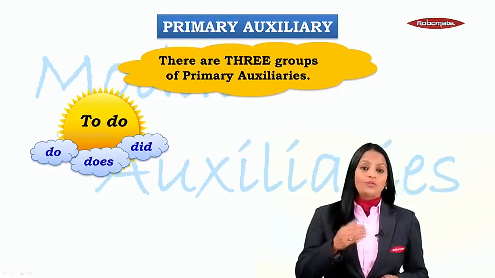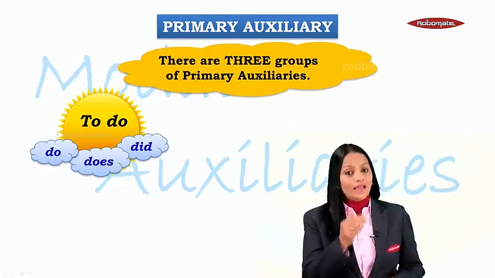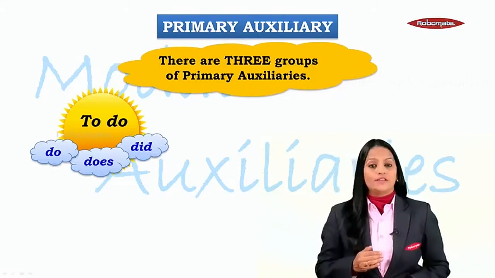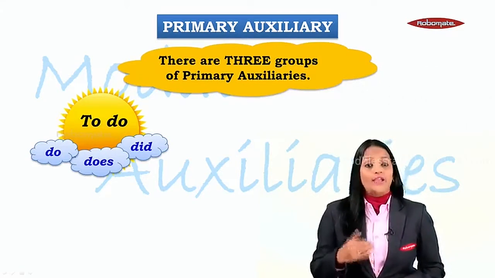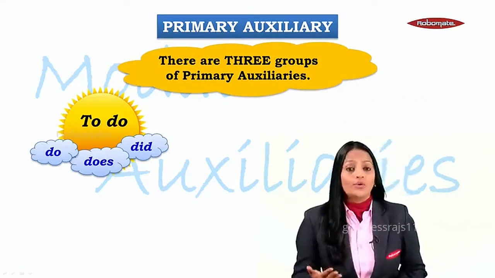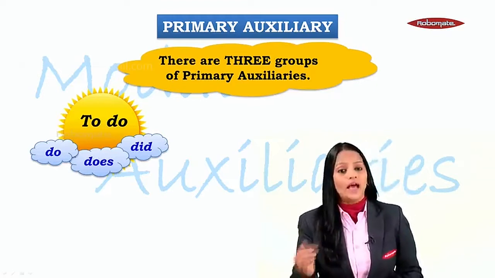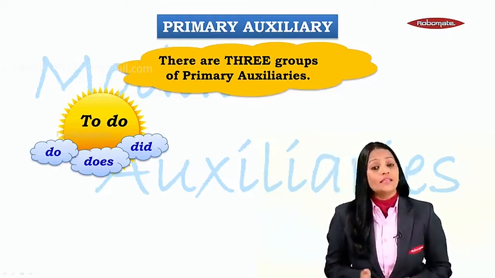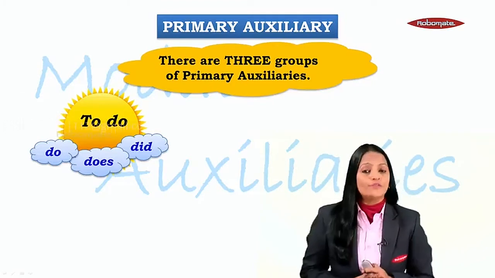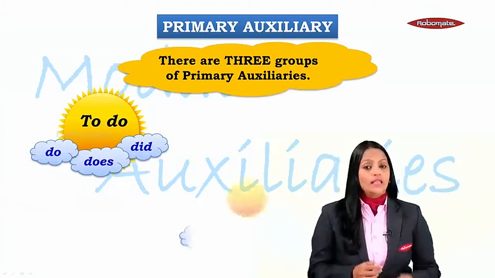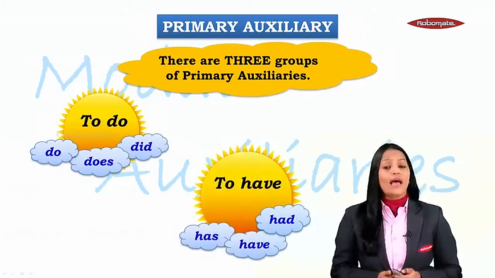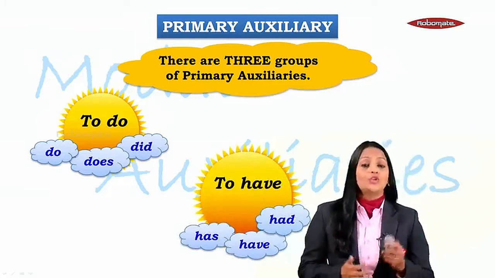Because students, we don't put to do in a sentence unless we're using it as an infinitive. But you don't say I to do, you to do. What do you say? I do, you do, but he does. And in the past tense it is did. So what are the forms of to do? Do, does, did.